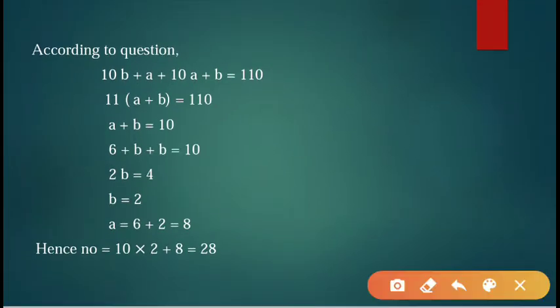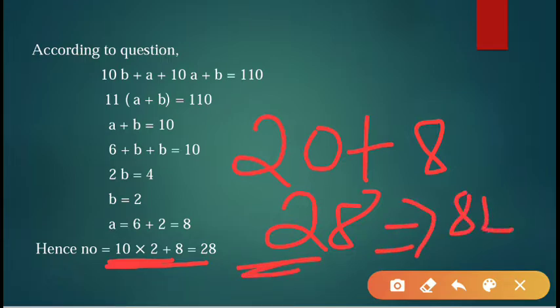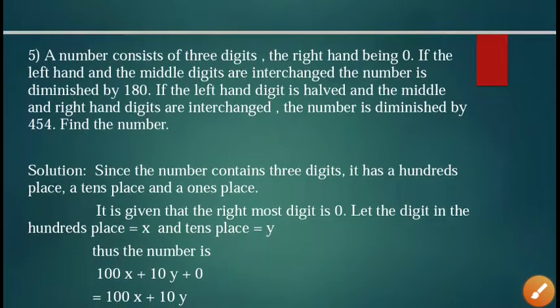Okay, so when you put the value of a and b, this will give you 10 into 2 plus 8. 10 into 2 will give you 20, then plus 8, this will give you 28. If you want to find out the reverse number, when you reverse it, you will get 82. The original number will be 28. This is your answer. But suppose in your question the reverse number is also asked, so the reverse number will be 82.